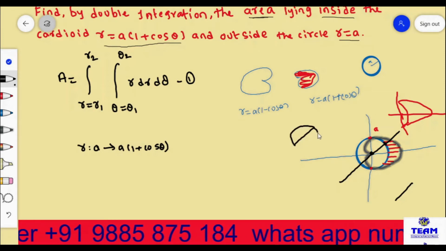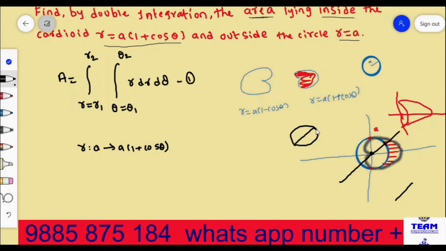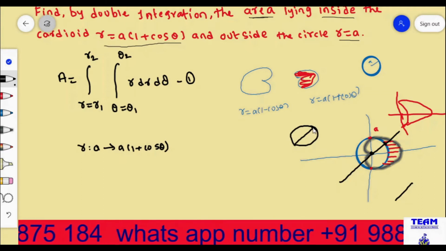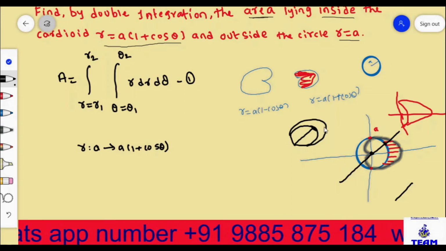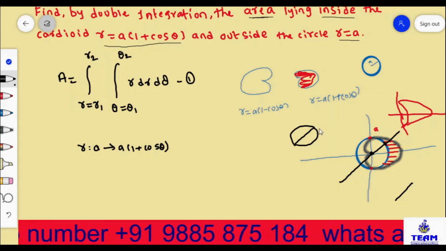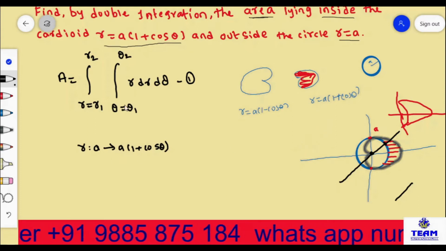You see, this is a circle you have. Let it be a circle. First, where does the line touch first? Here. First is the circle, later is the cardioid. Clear? Next one, what do you have to find?